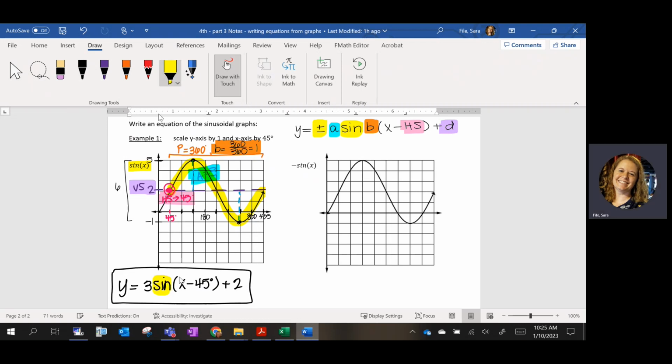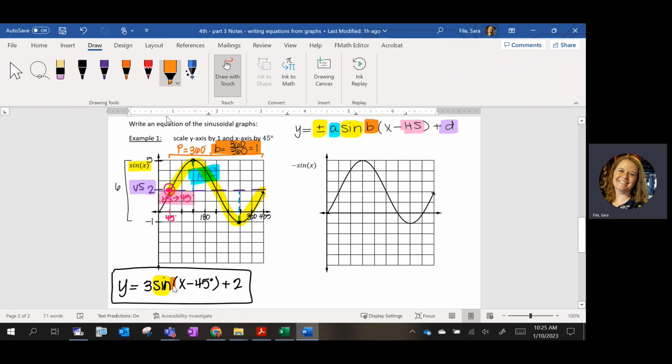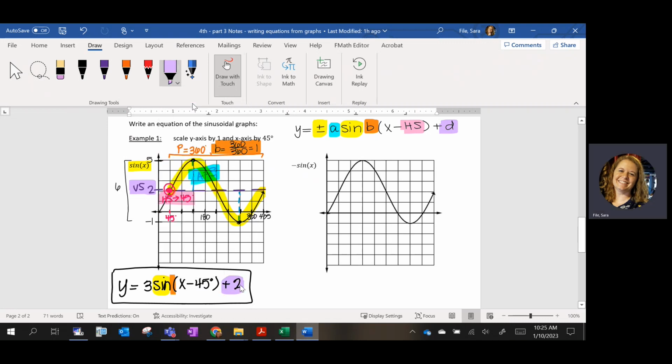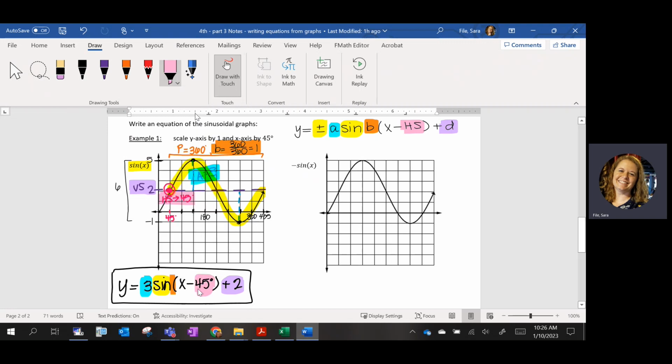I wrote this as a sine cycle. The B is an understood 1 here. The vertical shift. Here's my amplitude, my A. And there's my horizontal shift. That make sense? You'll see how we went backward from the graph?